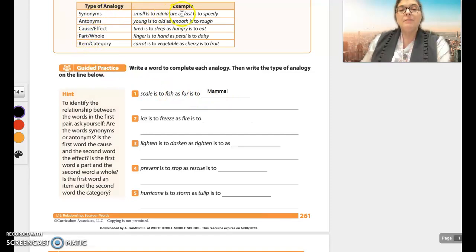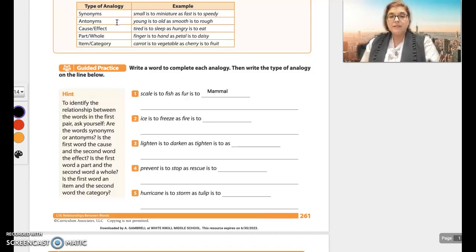So what type of analogy is this? Is it a synonym, which means the same thing? Is it an antonym, which means it's the opposite thing? Is it a cause and effect, which means something caused me to be tired and then I want to sleep? Or something caused me to be hungry, so I want to eat? Is it part of a whole? A finger is part of a hand. A petal is part of a daisy. Is it item and category? A carrot is a vegetable. A cherry is a fruit.